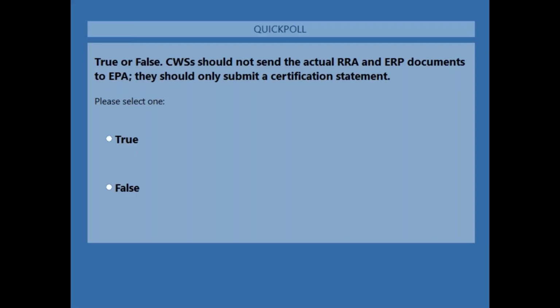All right, 99% of you got the right answer. True. Risk and resilience assessments might contain sensitive utility information, for example, drinking water intake locations. So we don't want you to send them to us at EPA. Just send in the certification saying that it's been completed to EPA, and then keep it on file at your utility in a safe place.